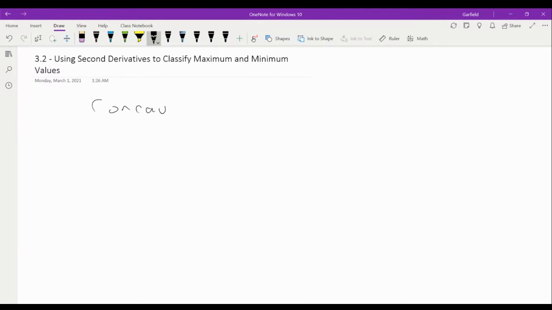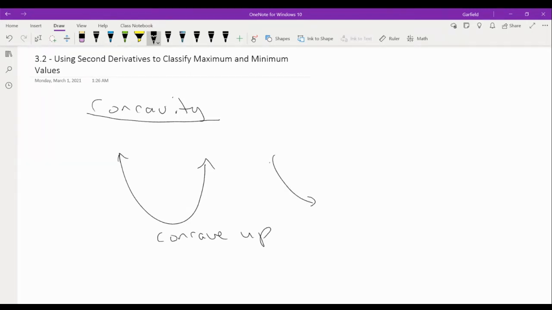Concavity. So we have two types of concavity in math. Something that looks like this, we refer to it as concave up. So if it opens upwards, we define it as concave up. And it doesn't have to be like a full cup or something like that, right? If it's partial like this, it's still concave up. Or if it's partial like this, it's still concave up.